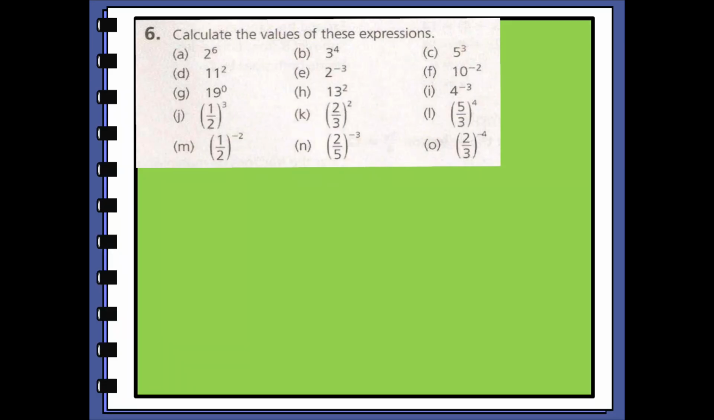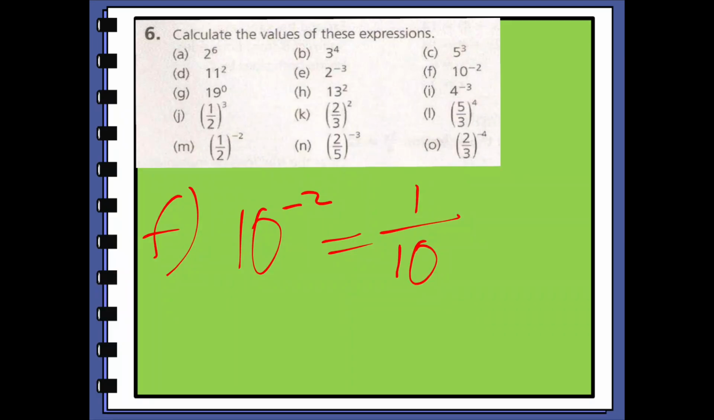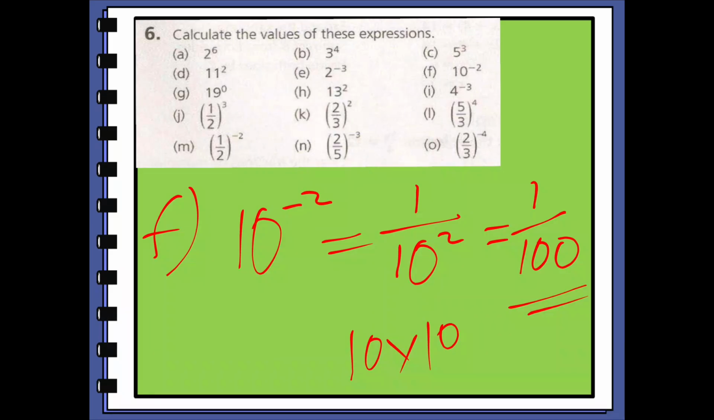f. Okay, let's try f together. So f says 10 power negative 2. So we say that whenever it's a negative power, you write 1 on top as a fraction. Then 10 will now be positive. It won't be power negative 2. This therefore means 1 over, what is 10 times 10? That's 100, right? So this means 10 power negative 2 is 1 over 100.